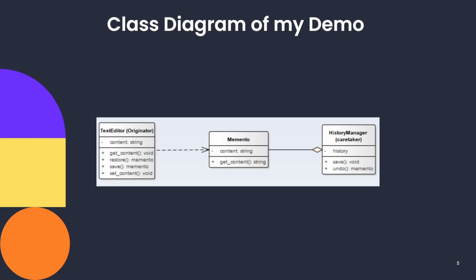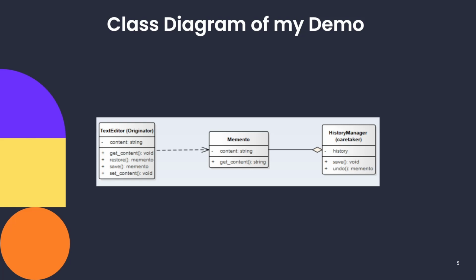This diagram shows how my implementation maps to the memento pattern. The text editor class acts as the originator and stores the current text content. When the save method is called, it creates a memento object containing a snapshot of the current text. The history manager acts as the caretaker and stores memento objects in a history list.